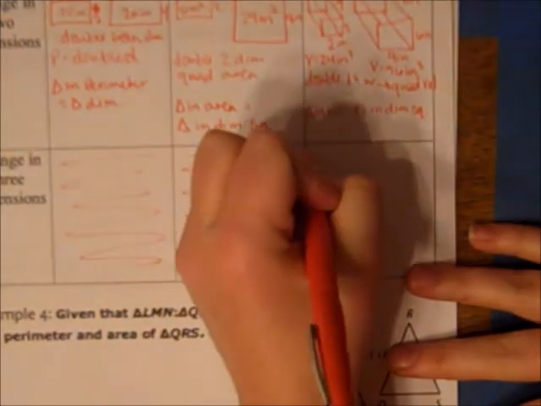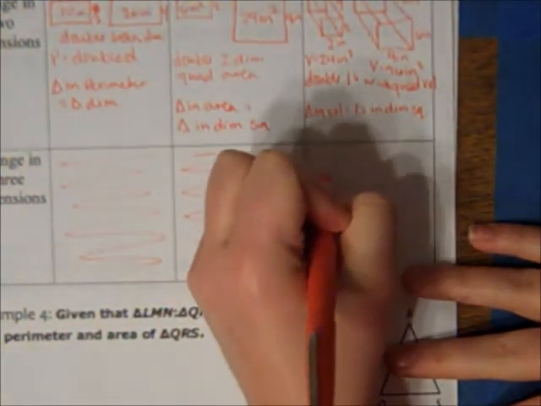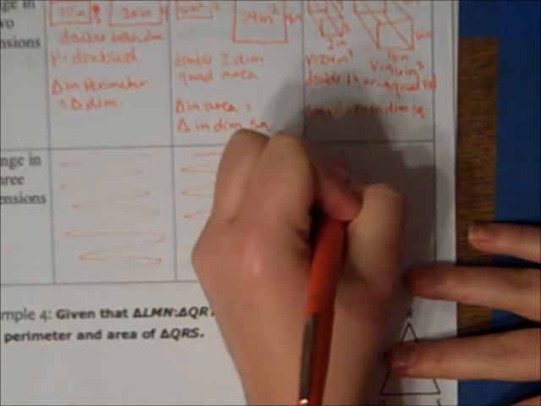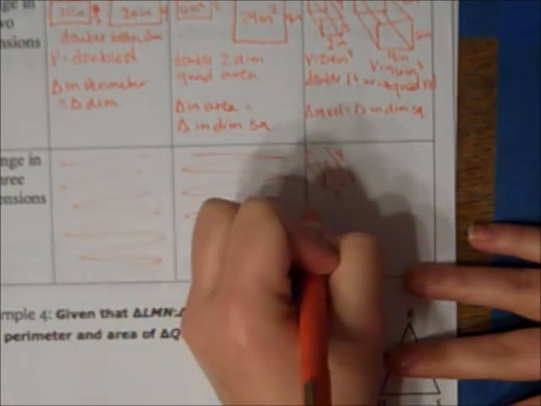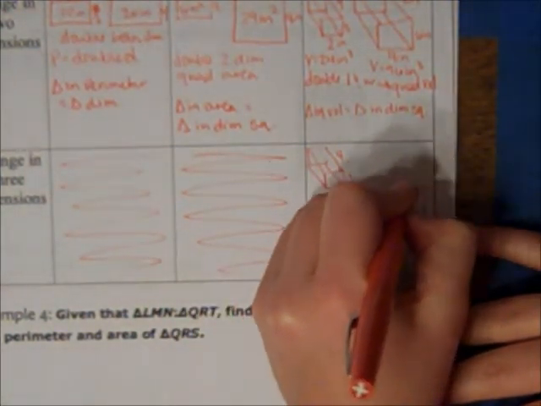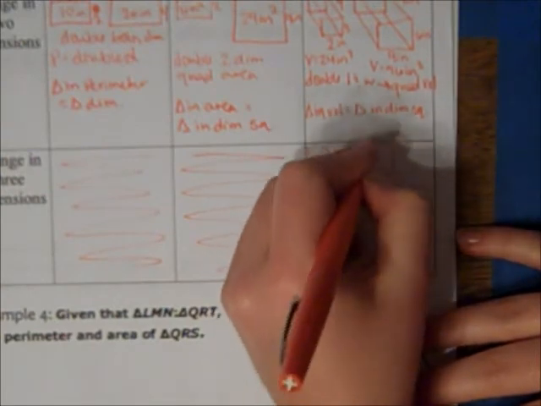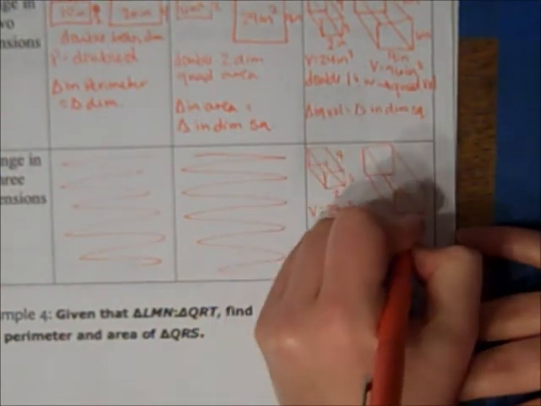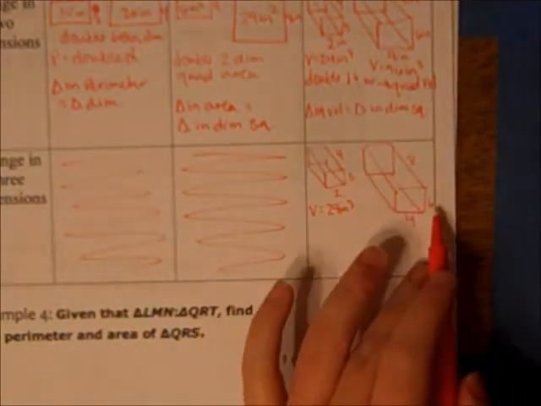Okay, last one. This time we're going to change all 3 dimensions. So I'm still going to start out with my 2 by 3 by 4 inch rectangular prism, with a volume of 24 inches cubed. Now I'm going to double all 3 of the dimensions. So now I'm going to have a 4 by 6 by 8. 2 times 2 is 4, 3 times 2 is 6, 4 times 2 is 8.